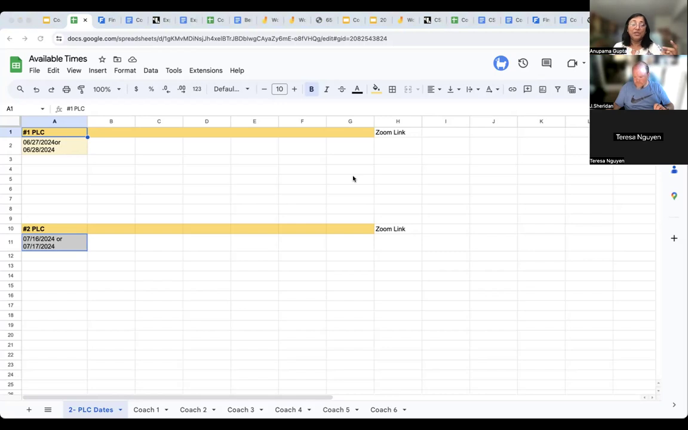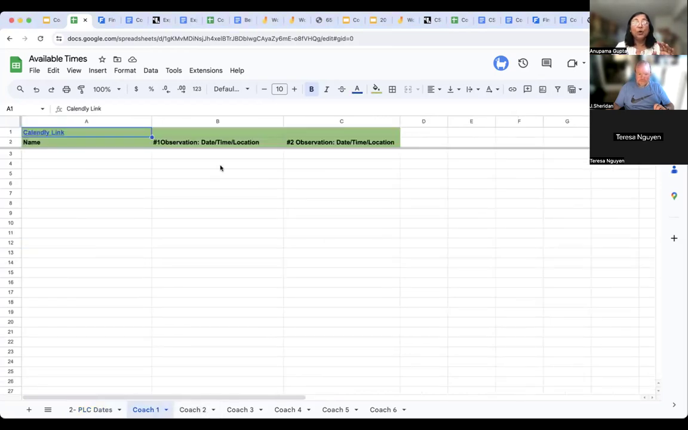And then on the other tabs that you see, Coach 1, Coach 2, I also want to know 2 observation dates when I will come to observe you. So you don't have to fill it right now. Whenever you can, fill that in and give me about 2 or 3 options so that I can look at my calendar and see. I hope one day works. So give me 2 options for observation 1.